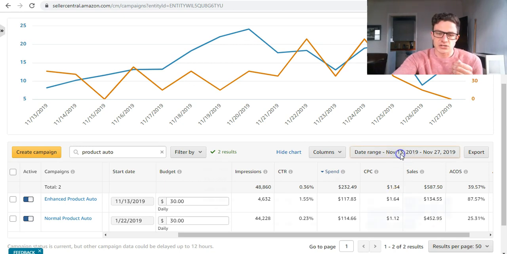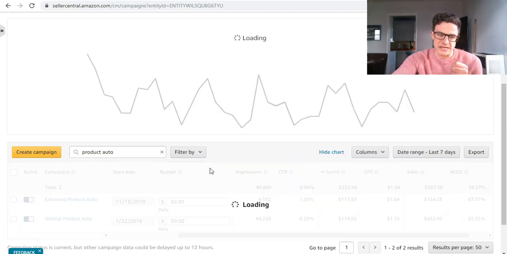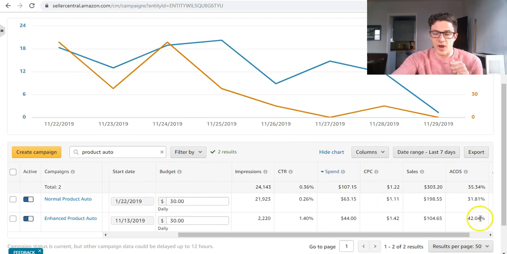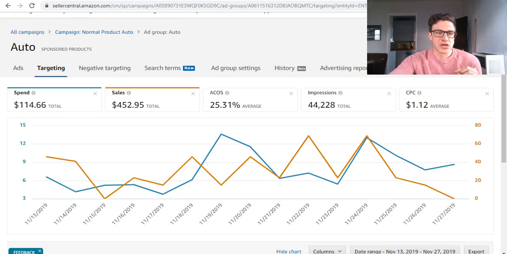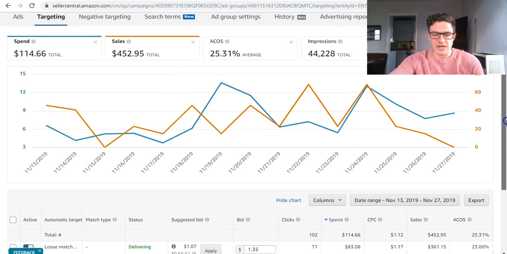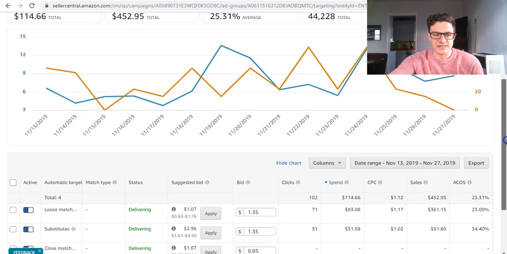If I change this to the last 7 days, the enhanced product auto is much more in line with the normal because after a week of data, I was able to go in there and optimize it a little bit. Okay? So let me go into both of these and just let you know what this strategy is. So this is the normal product auto, okay? Same date range for about 2 weeks.